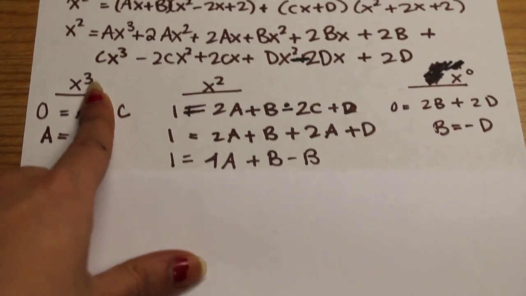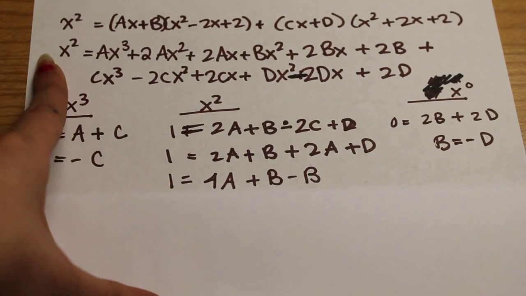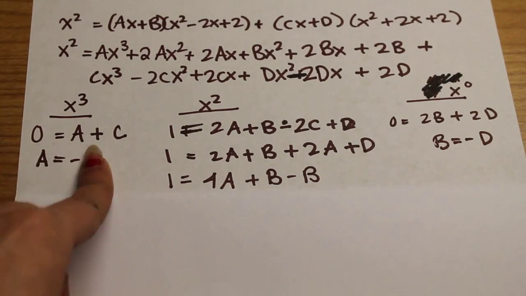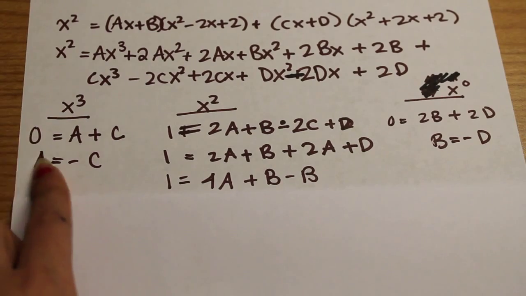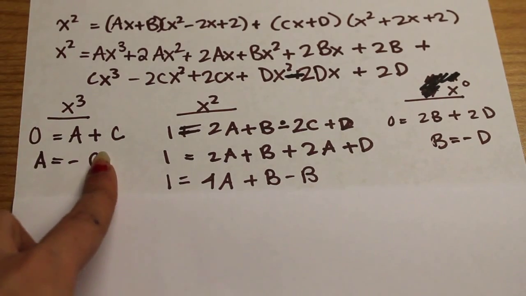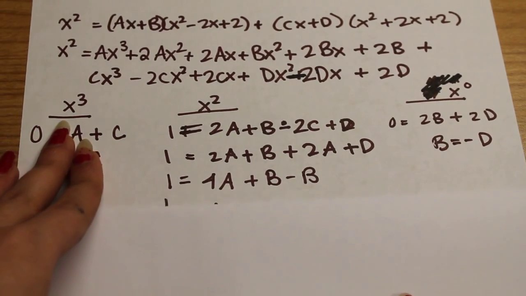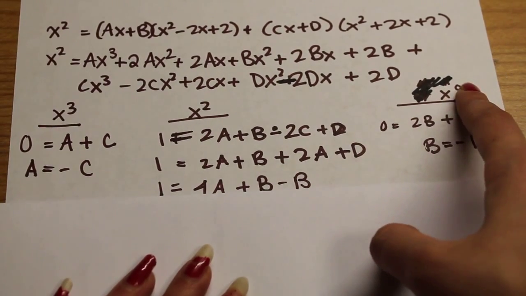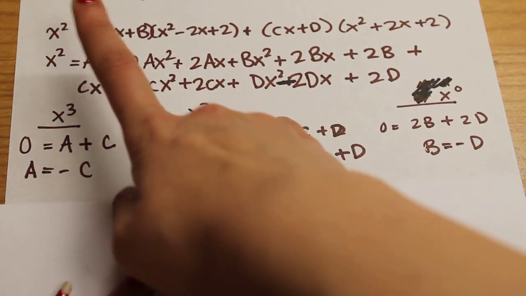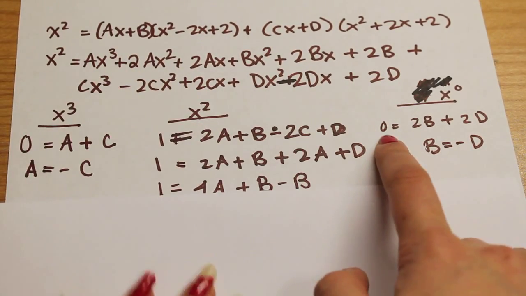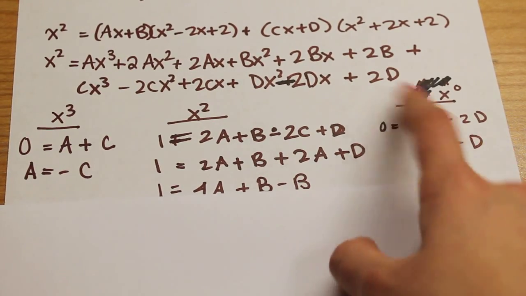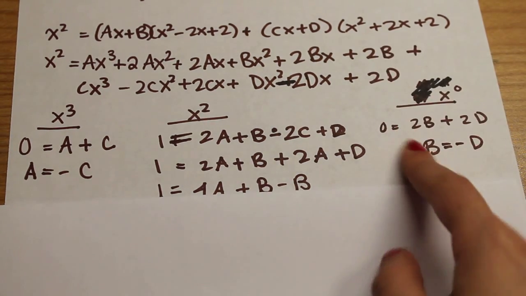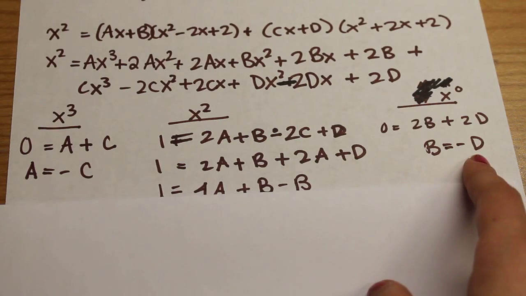So I have my little x cubed here. The only coefficient here for an x cubed is 0, and there are 2 coefficients here, a and c. So 0 is equal to a plus c. So now we know whatever value we get for a is equal to negative c. Then I said x to the power 0, which is just any constant or number on the side, and we don't have any, so it's 0. So we get 0 is equal to 2b plus 2d because those are the only ones with x to the 0. And with that, we get b is equal to negative d.